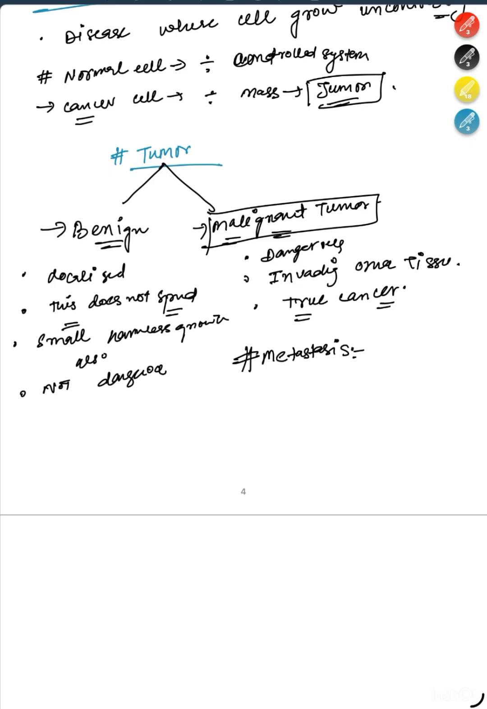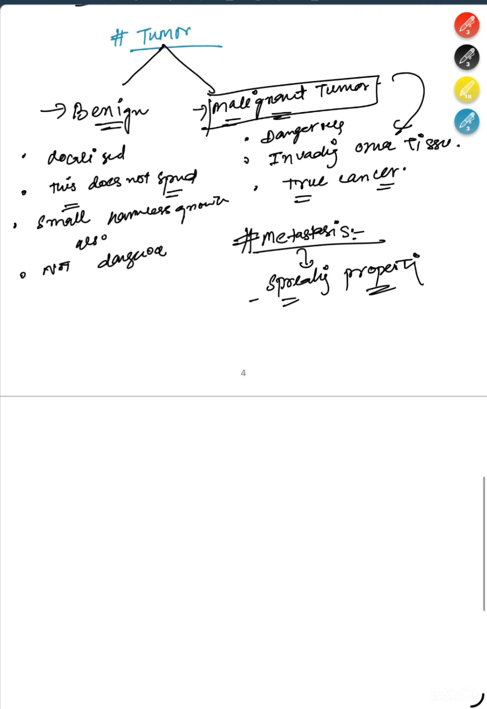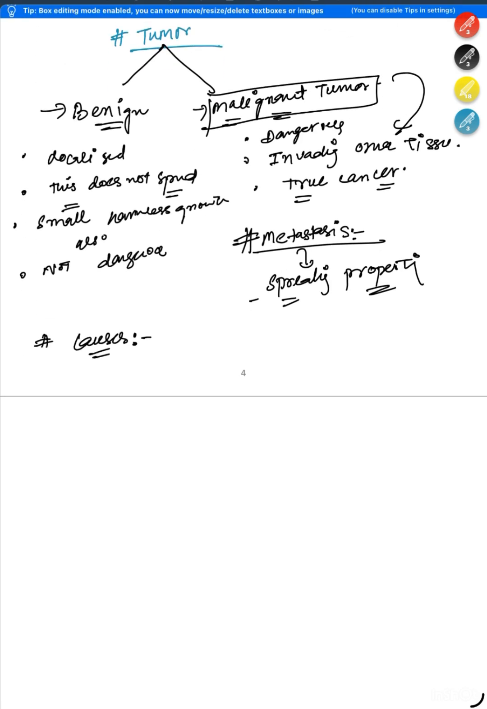And what is this metastasis? Metastasis is basically the spreading property. It's shown by the malignant tumor, through which it invades other normal tissues also. Now let's move into another topic, the causes of cancer, how this cancer is caused.